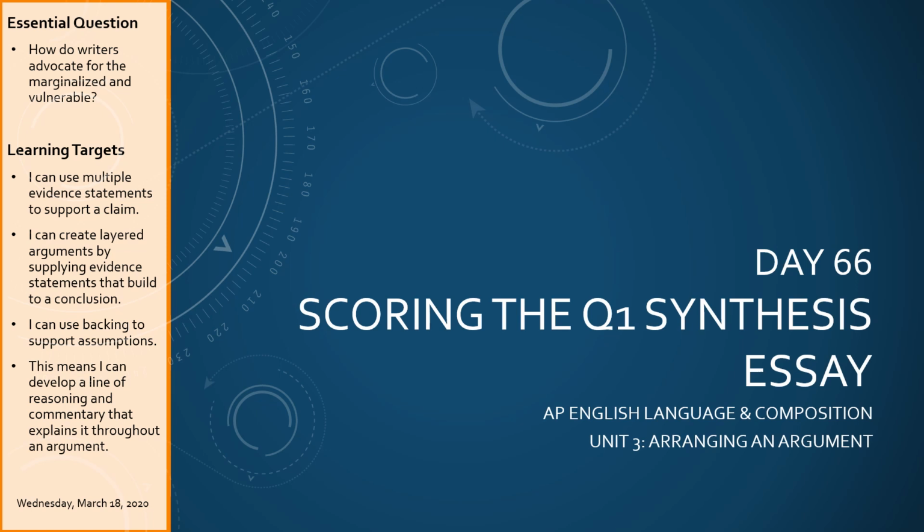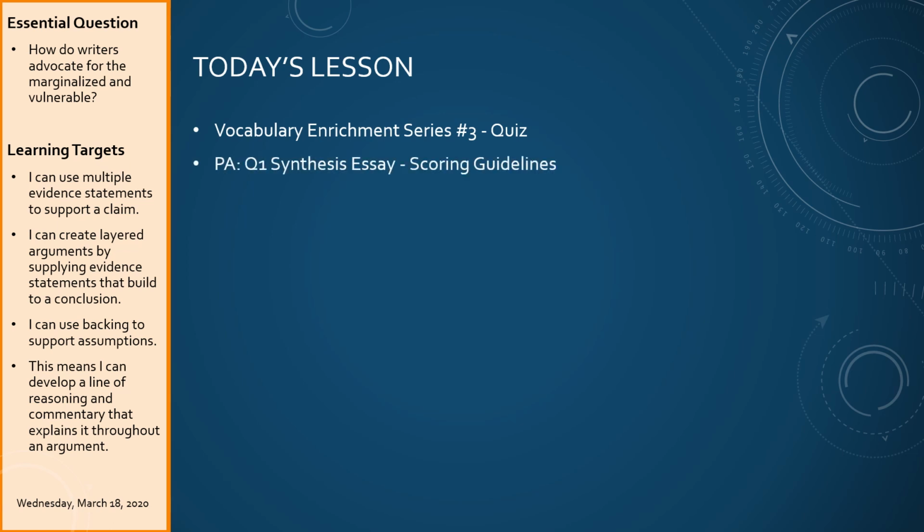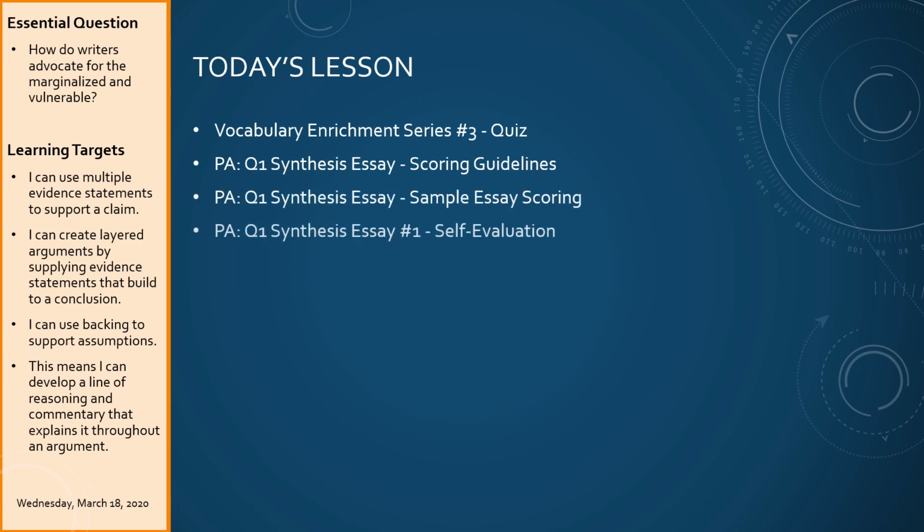This is day 66, and here today we're going to be scoring the Q1, looking at the scoring guidelines and looking at some sample essays. On today's lesson specifically, start off with that vocab quiz that you guys have been expecting for quite a while. Then get into learning about the scoring guidelines, then practice scoring some sample essays. You know what comes after that. It'll be a self-evaluation over the essay you just wrote, and then finally finish up that AP Lang progress check number 5.